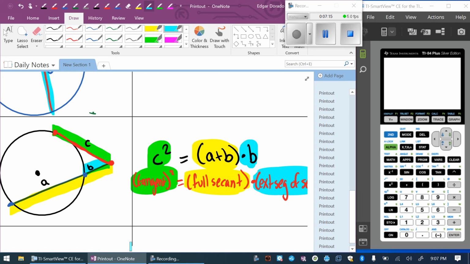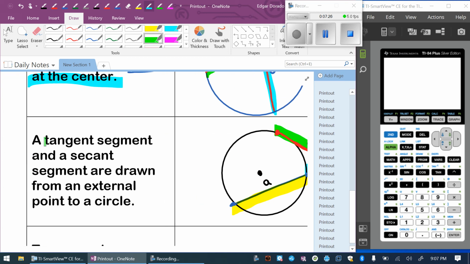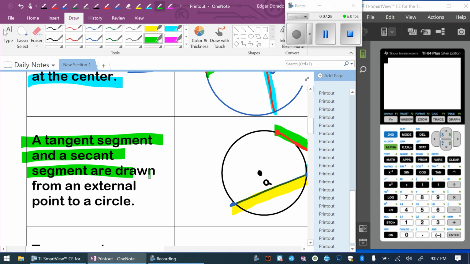So again, tangent squared is equal to the full secant times the external segment of the secant. So C squared equals A plus B times B. All right, so that is if you end up with this scenario, a tangent segment and a secant segment drawn from an external point on a circle. All right, so the next one here, let's go ahead and scroll.